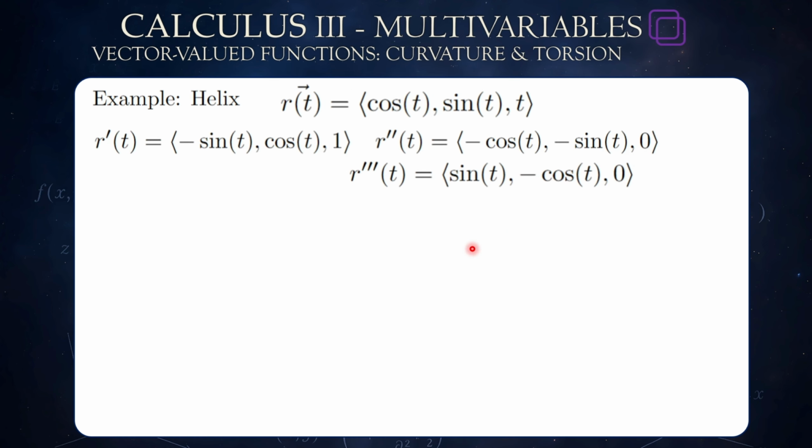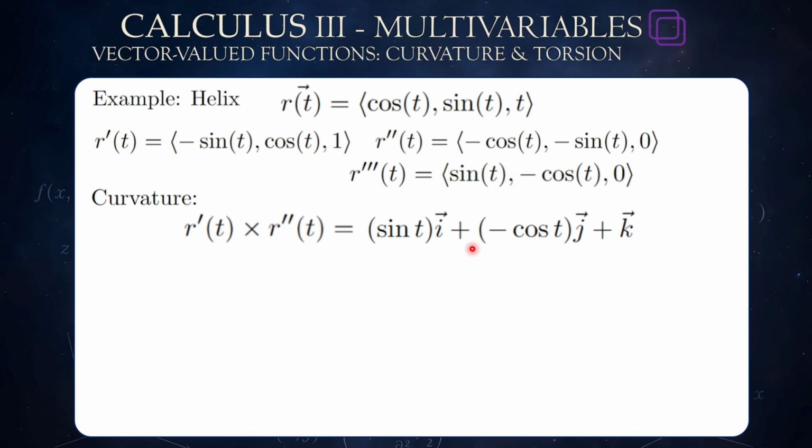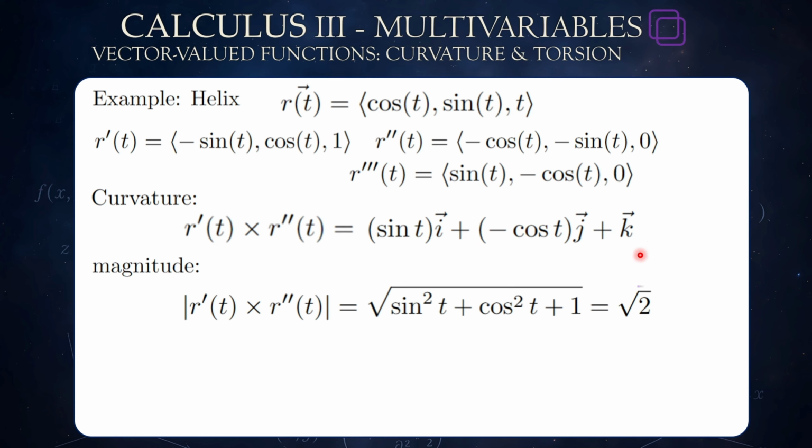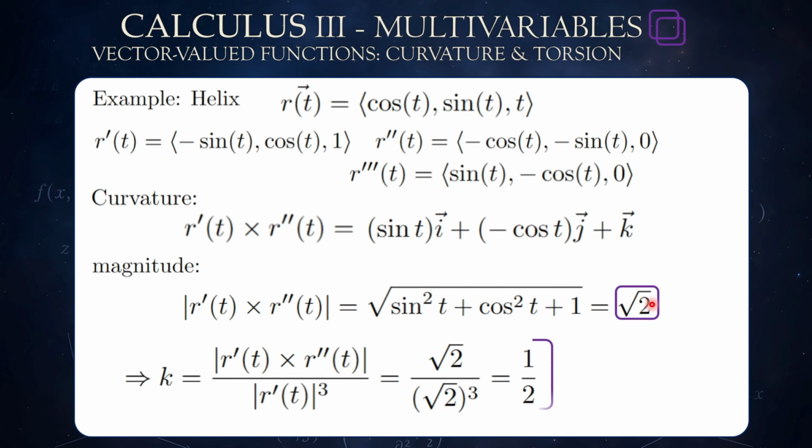After that, you have r prime t cross r second t equals sine t i minus cosine t j plus k. The magnitude of r prime t cross r second t is equal to the square root of sine squared t plus cosine squared t plus 1, which equals square root of 2. Then kappa is equal to r prime t cross r second t, divided by r prime t in modulo, or in size, to the power of 3, or square root of 2 divided by square root of 2 to the power of 3, which is equal to 1/2.